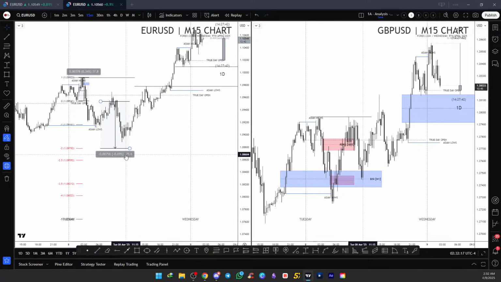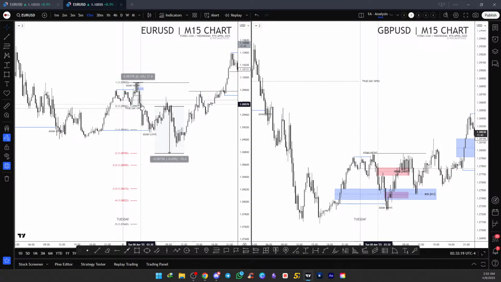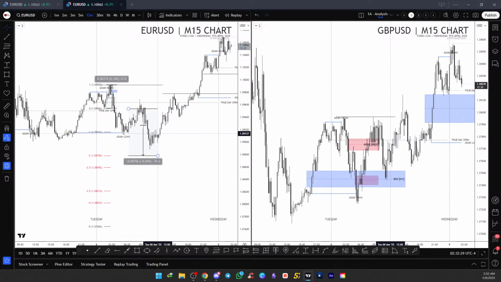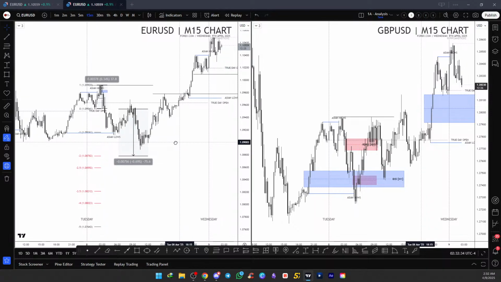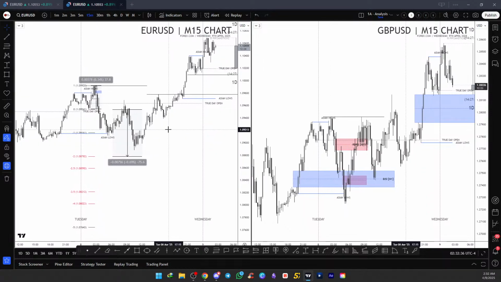So what we have to do is select our models based on the manipulation size, which should be less than 20 or 25 pips, and our total range will be lesser than 50 pips. If we get a model like that, then we can trade the daily power of 3. If not, we should trade some other model.